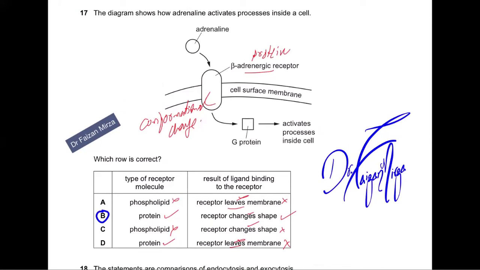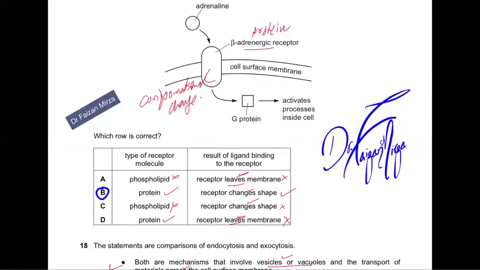Question 17. The diagram shows how adrenaline activates processes inside the cell. This is the adrenaline molecule. It's a cell signaling molecule, attached to a protein receptor. Here they are calling it a beta adrenergic receptor. It's on the cell surface membrane. Then a G protein becomes activated, and inside the cell a cascade of events will take place, which eventually leads to the enzyme being activated. A conformational change will occur on this receptor once the adrenaline is attached, so the G protein can go and activate the second messengers. This is a fact that we have already studied.